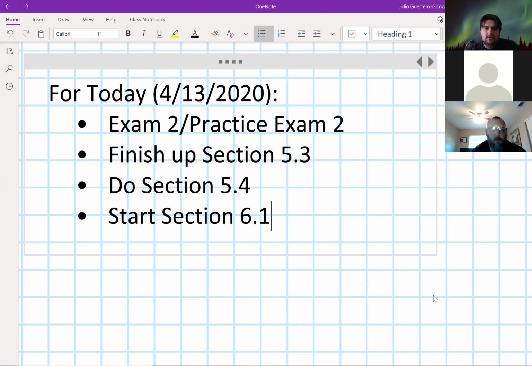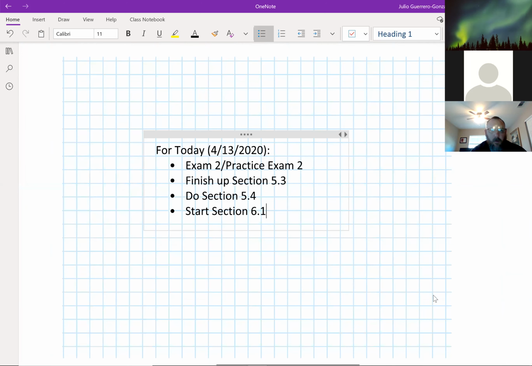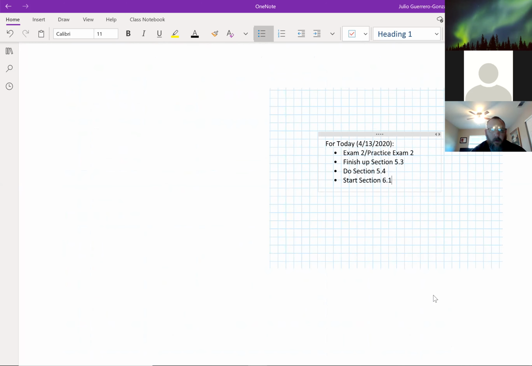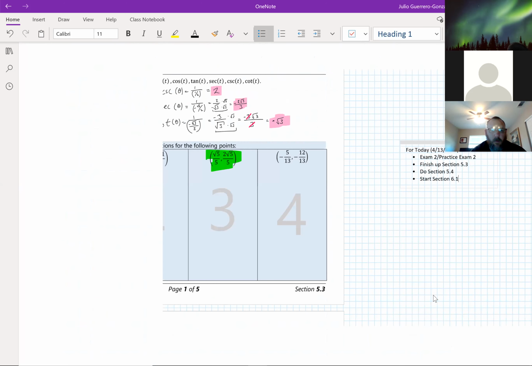Any questions? Okay. So where we left off on 5.3 was, I believe we were learning about the last 3 big trig functions. Let this thing load a little bit. So let me do a quick recap of section 5.3 so that we know what we're doing.